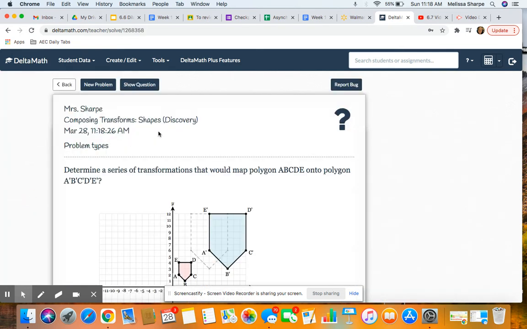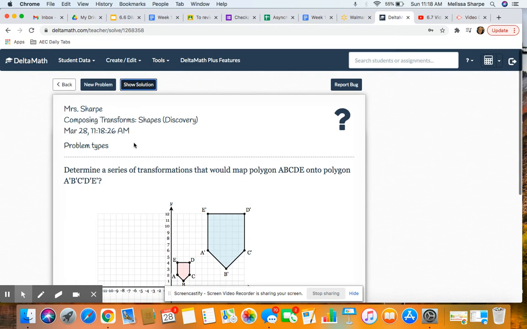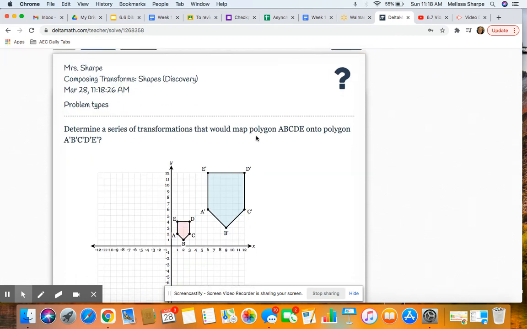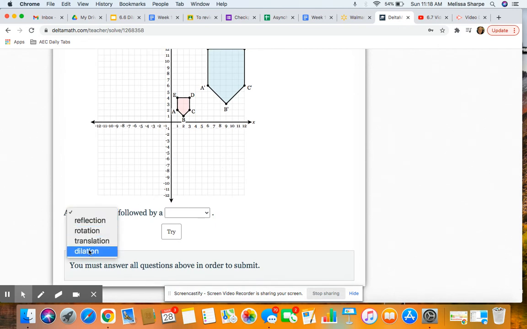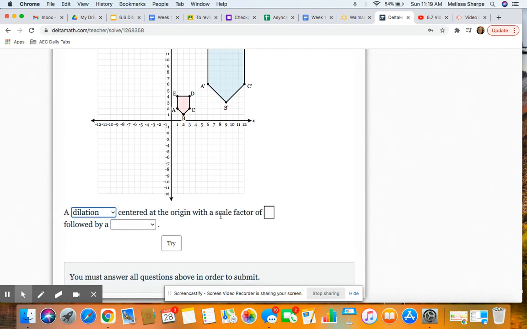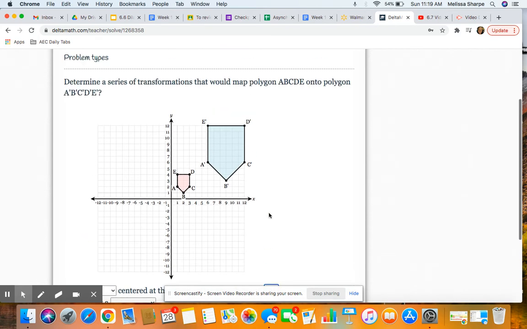And then this one I really like. It says determine a series of transformations that would map polygon ABCDE onto polygon A prime, B prime, C prime, D prime, E prime. So from here to here. Well, we can see from the pink to the blue that there's an enlargement. If there's a horizontal line, I like to look at it and just count. That's 2 units, and up here is 1, 2, 3, 4, 5, 6 units. So it's multiplied by 3. So there's a dilation centered at the origin with a scale factor of 3.